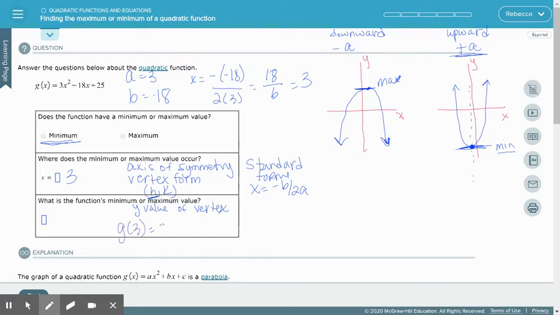So now I want to take 3 times 3 squared minus 18 times 3 plus 25. Again, the 3 we're substituting in came from the fact that the axis of symmetry calculated to being a 3. So where the parabola folds in half. So we're going to have 9 times 3, so 27 minus 54 plus 25. 27 minus 54, negative 27 plus 25. So we're going to have negative 2.